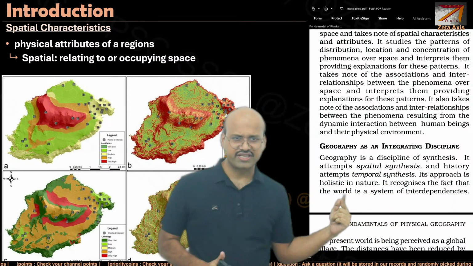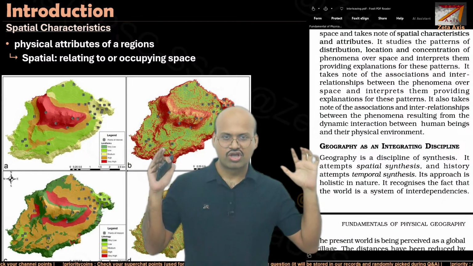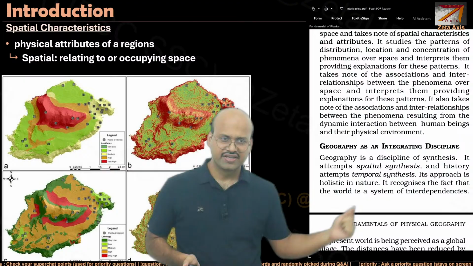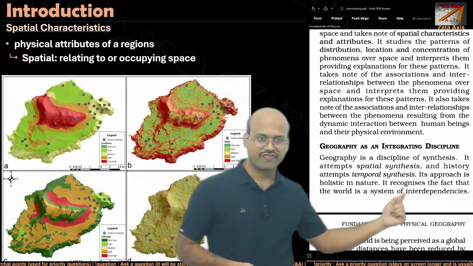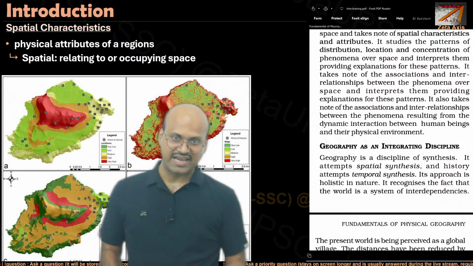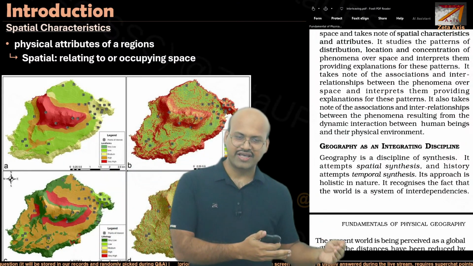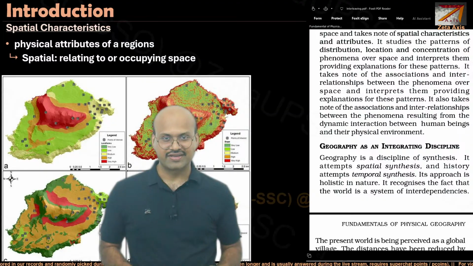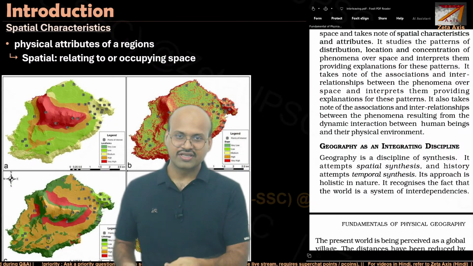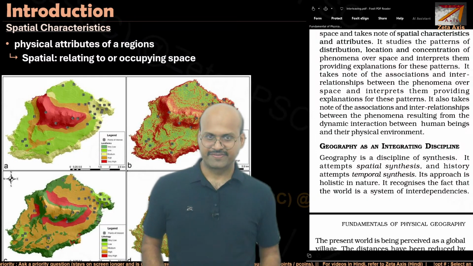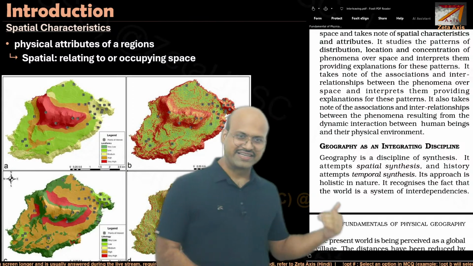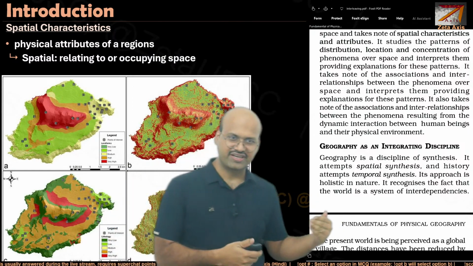Its approach is holistic in nature. Holistic means it takes everything. Geography should ideally take all the factors in nature. It recognizes the fact that the world is a system of interdependencies. It takes everything into account because it recognizes that one thing is dependent on another thing. For example, the cropping pattern is dependent on soil. The soil is dependent on the climate. The climate is dependent on the landscape of that region. So we can see that there are these dependencies. So geography recognizes that everything is based on interdependencies.